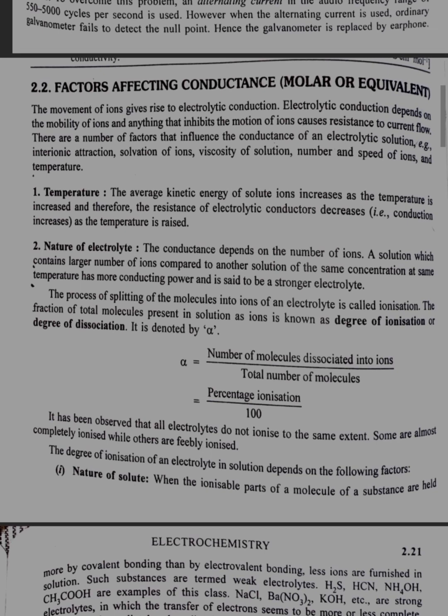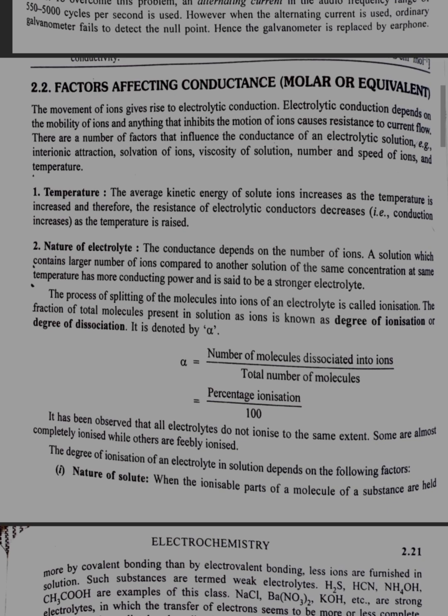The movement of ions gives rise to electrolytic conduction. Electrolytic conduction depends upon the mobility of ions, and anything that inhibits the motion of ions causes resistance to current flow. There are a number of factors that influence the conductance of an electrolytic solution: interionic attraction, solvation of ions, viscosity of solution, number and speed of ions, and temperature. Temperature: the average kinetic energy of solute ions increases as the temperature increases, and therefore the resistance of an electrolytic conductor decreases as the temperature is raised.